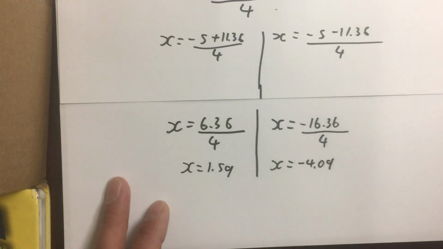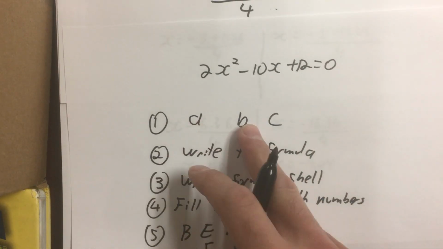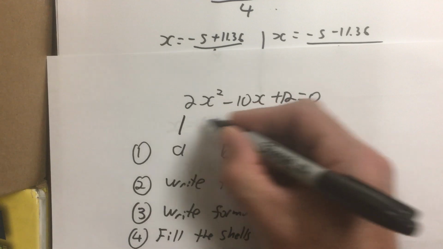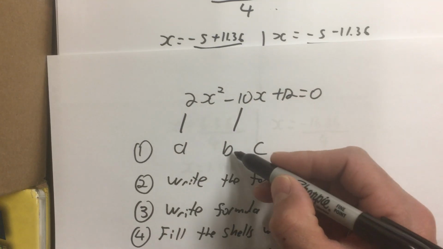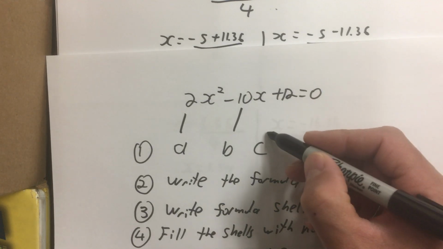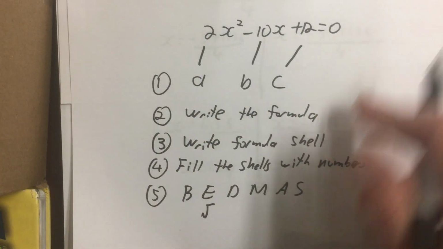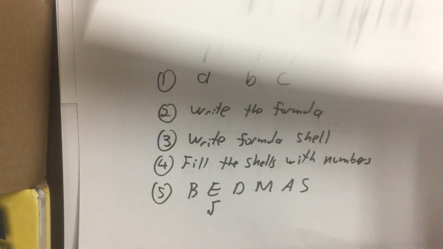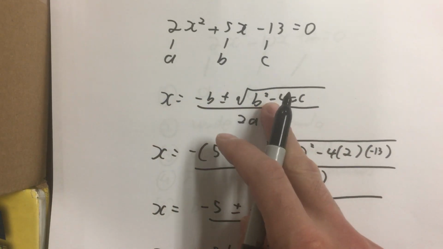Again, the same steps. Whenever you see one of these, identify A, B, and C. A is the number multiplied by x squared. B is the number multiplied by x. It's a negative in this case. C is that last number on the end. Write down the formula. Just take the minute and write out the formula exactly as it is.